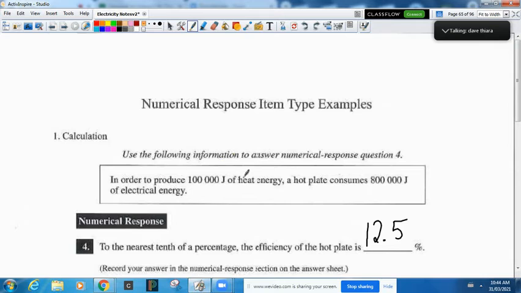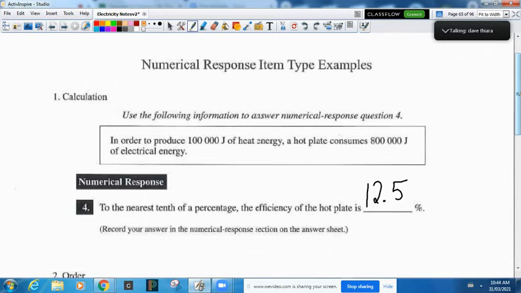Here it says, look at this. There's your calculate efficiency. So 100,000 divided by 800,000 times 100 gives you 12.5%. This is a numerical response question, so there'll be boxes to fill in, 12.5, and that is your answer. I'm just reminding you and showing you this because the final exam is coming up fairly soon, and there are 5 numeric response questions on there. So that's one kind where you have to do a calculation.